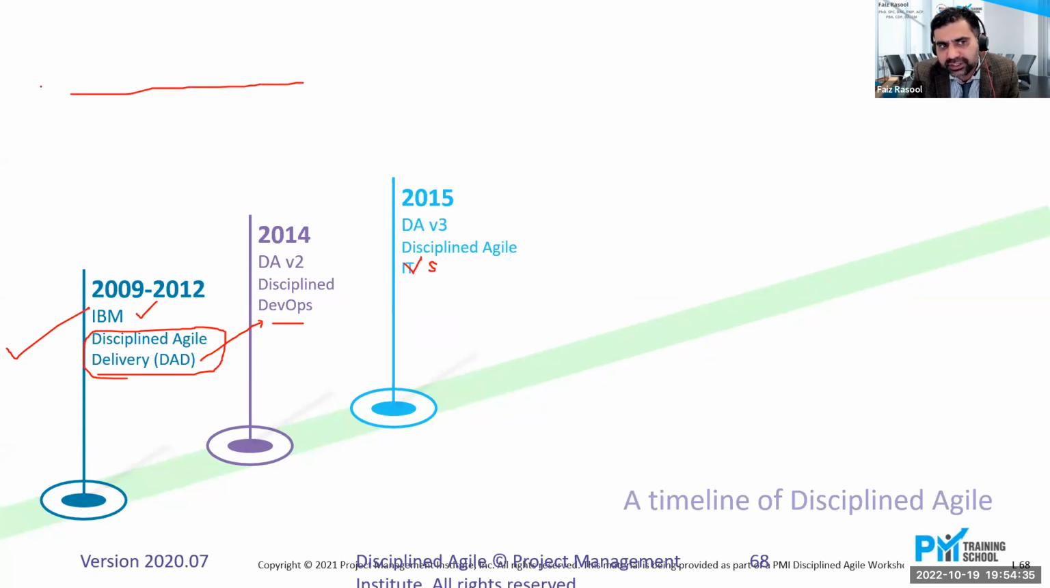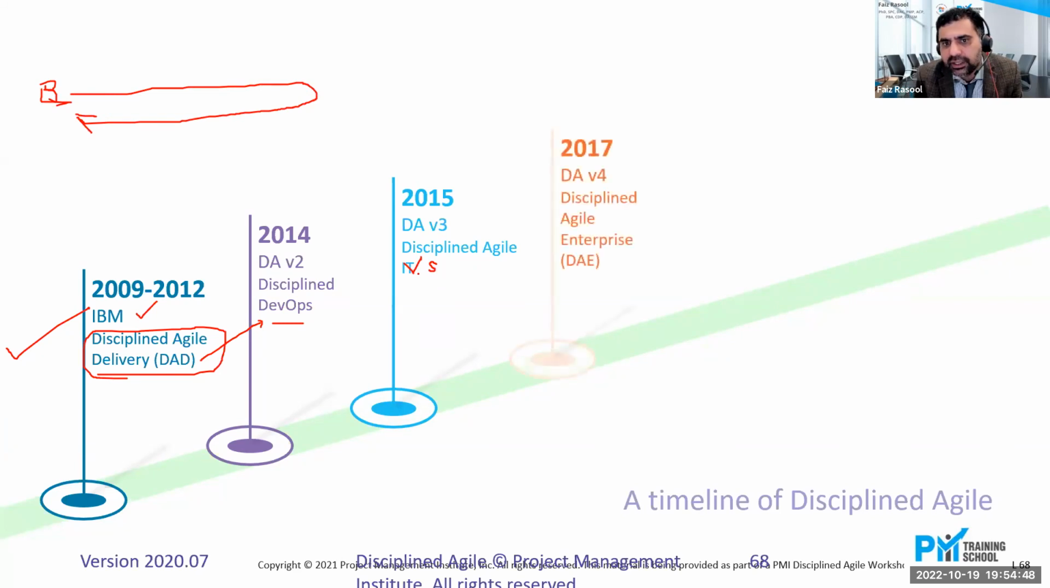A value stream is a journey a client takes in an organization. A client sends a request to be served until this client is served back. This is a value stream. In 2017, they expanded the Discipline Agile toolkit for the whole enterprise, and we have now covered many different process areas.